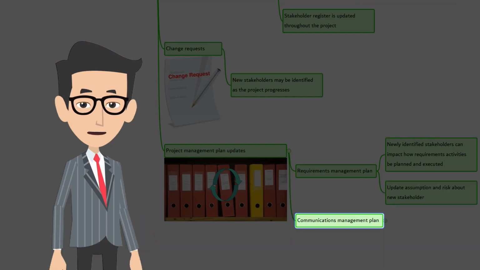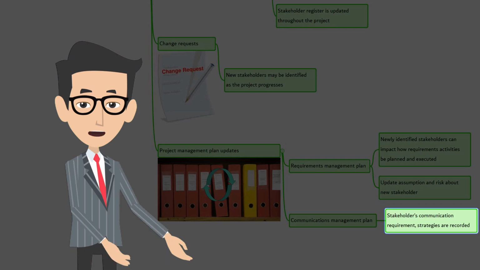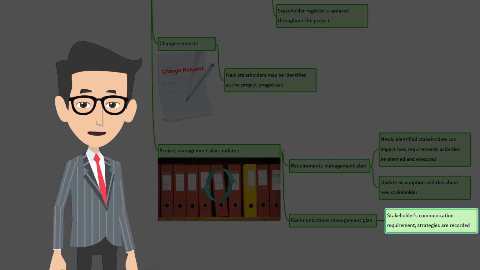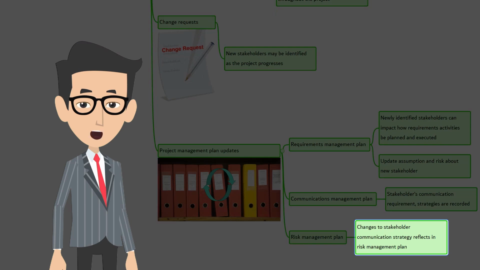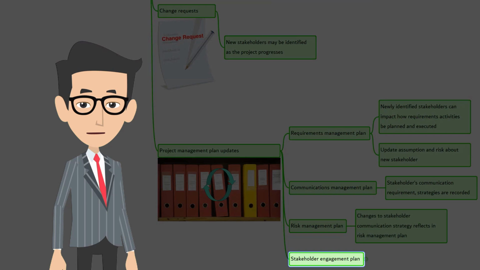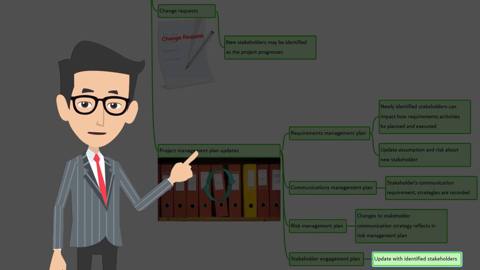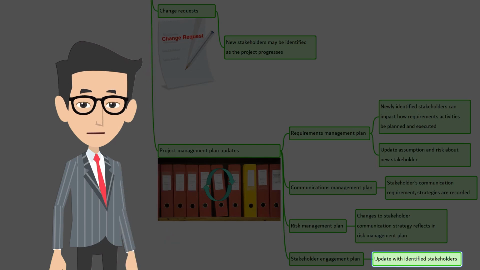Second, communication management plan. Stakeholders' communication requirements and agreed upon communication strategies are recorded in the communication management plan. Third, risk management plan. When stakeholder communication requirements and agreed upon communication strategies get affected, naturally the approach to managing project risk gets affected. This will get reflected in the risk management plan. The fourth and final is the stakeholder engagement plan. Agreed upon communication strategies for identified stakeholders are recorded in the stakeholder engagement plan.